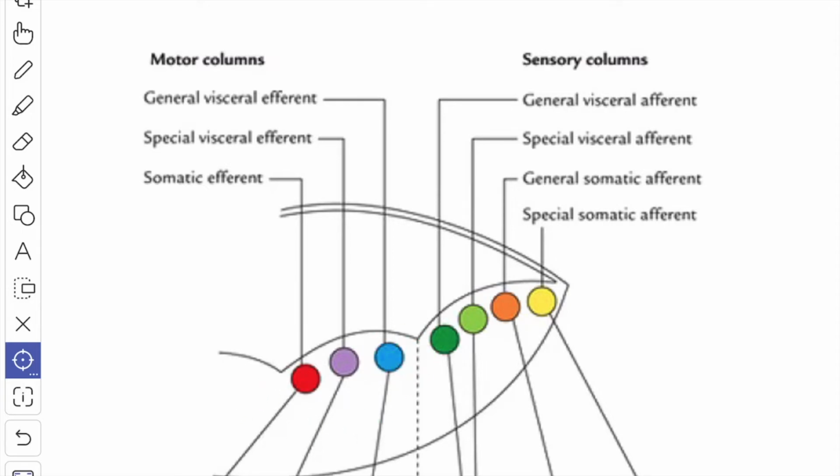When you go to the sensory columns, you have the general visceral afferent, then the special visceral afferent, then the general somatic afferent. The last, the lateral-most, is the special somatic afferent column. So these 4 form the sensory columns.